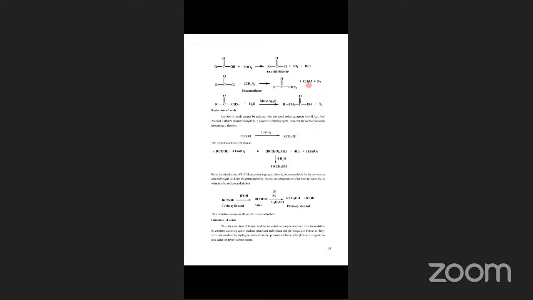How many hydrogens are there here? One. Here? Three. What is the change? Addition of hydrogen, yes or no? Yes, sir. Addition of hydrogen and removing of oxygen at a time in this reaction. This is reduction because LiAlH4, lithium aluminum hydride, is a powerful reducing agent. It reduces the carboxylic acid into alcohols.